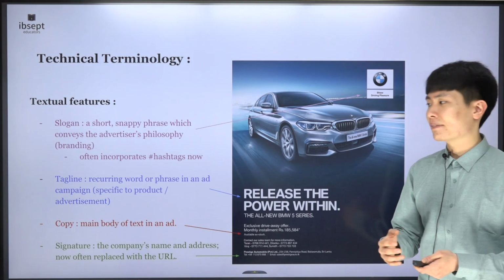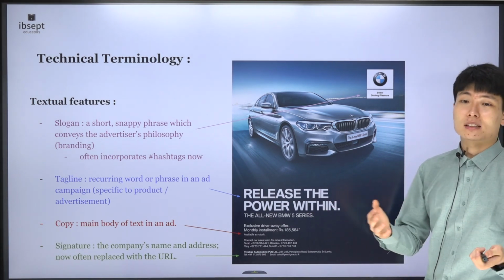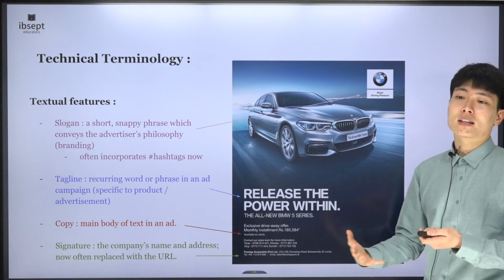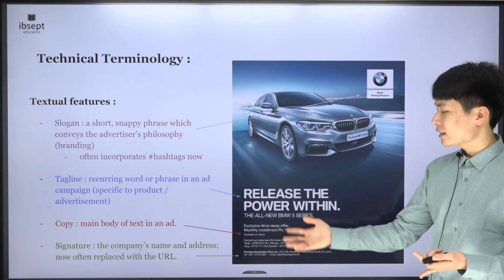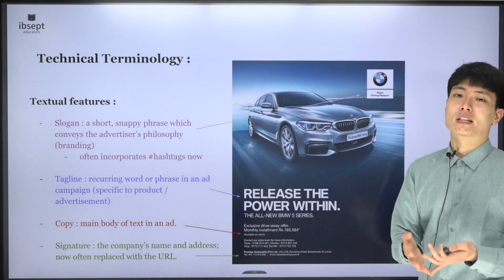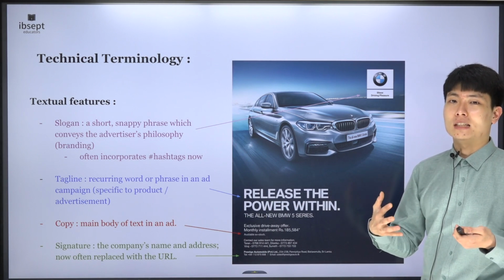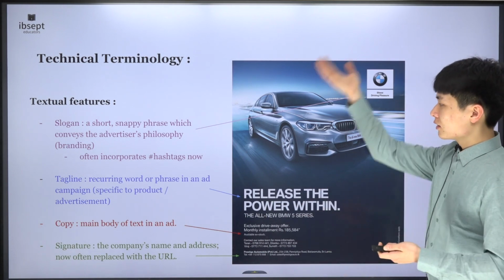And lastly, we have what is called the signature. So the signature of an advertisement before used to tell you the address of the company's headquarters, their contact information. Nowadays, the signature often usually consists of a URL, given the fact that most of our communication now occurs online. So there you have it.